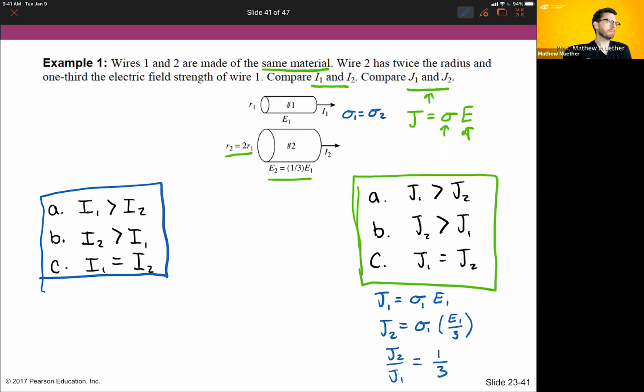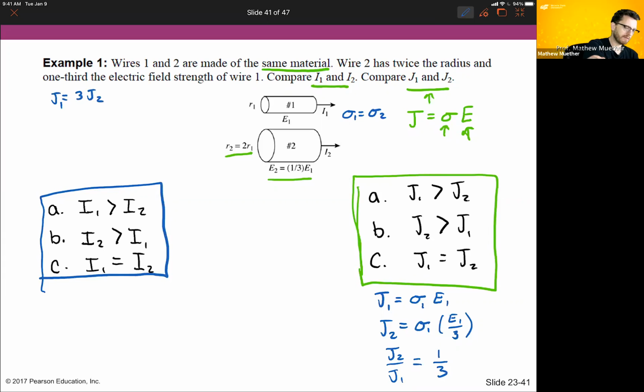Okay, I'm going to go ahead and end the poll. Many of you selected B, but some of all choices were selected. So let's work through this. Well, we just established that J1 is equal to 3 times J2, right? The current density for J1 is higher.